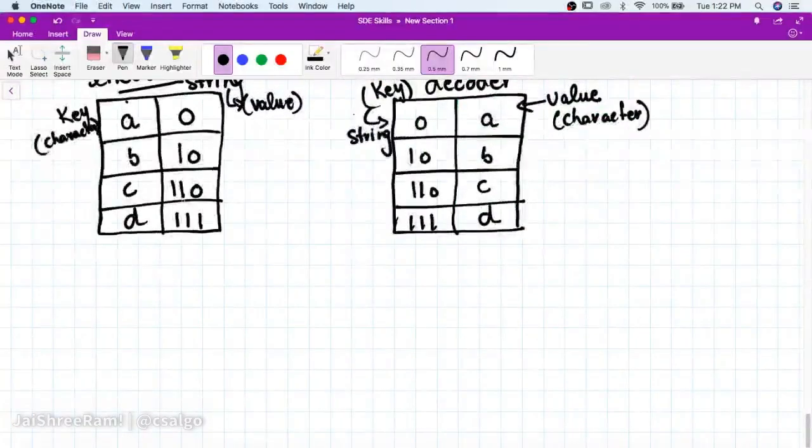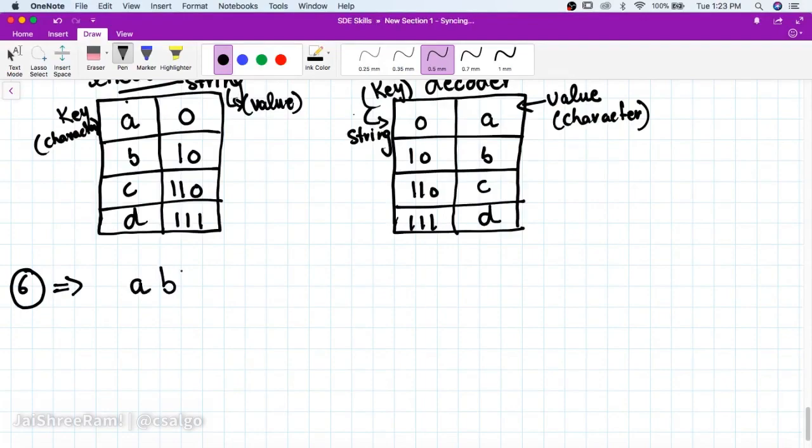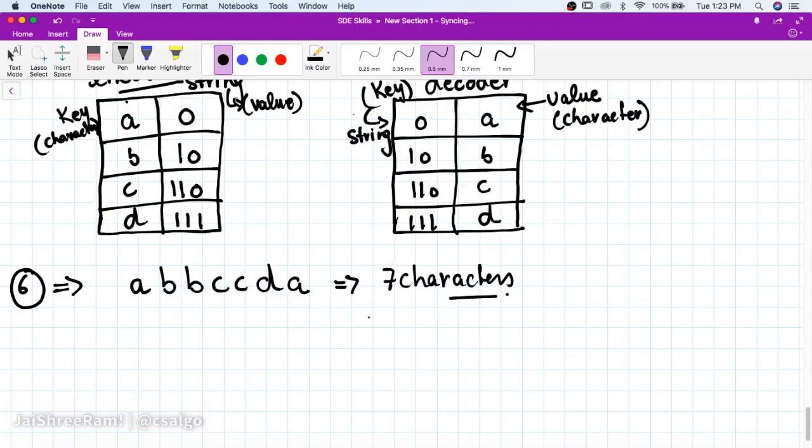Now the sixth step is, let's see how these values will be encoded. So let's say I had a string A B B C C D A. So I had this string of 7 characters. As we know, there are 7 characters and each character will be taking 2 bytes. So there will be a total of 14 bytes into 8 is equal to 112 bits.